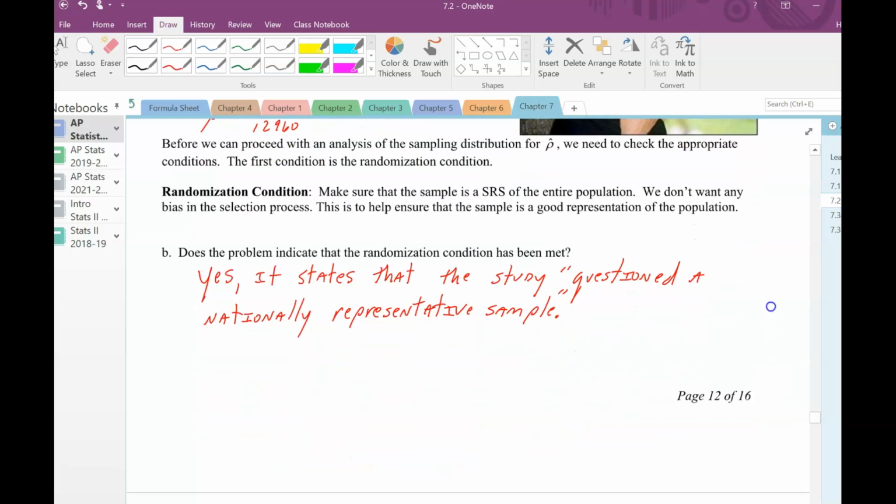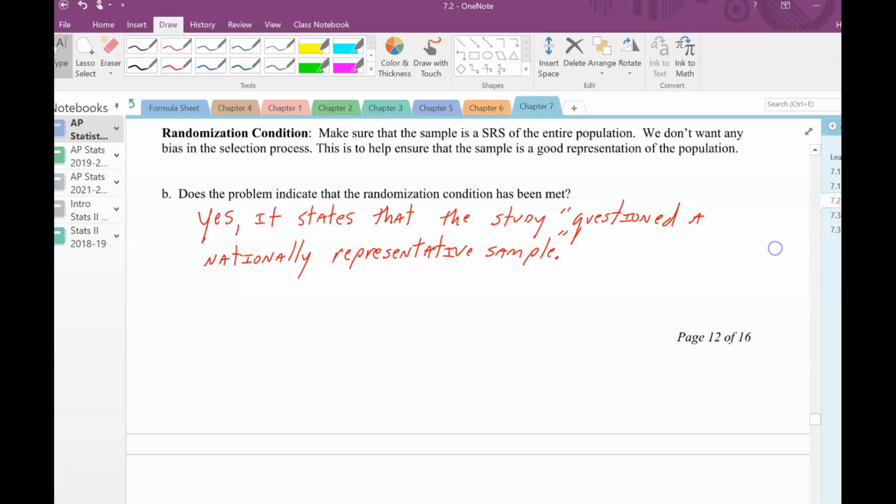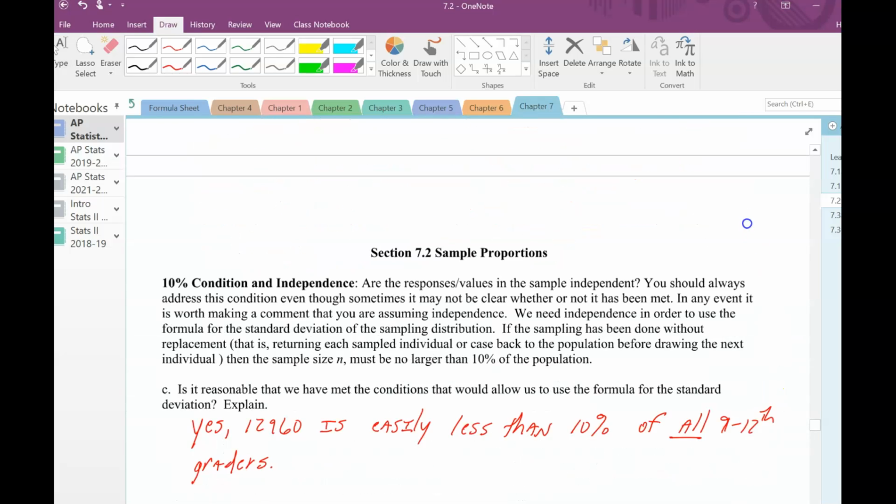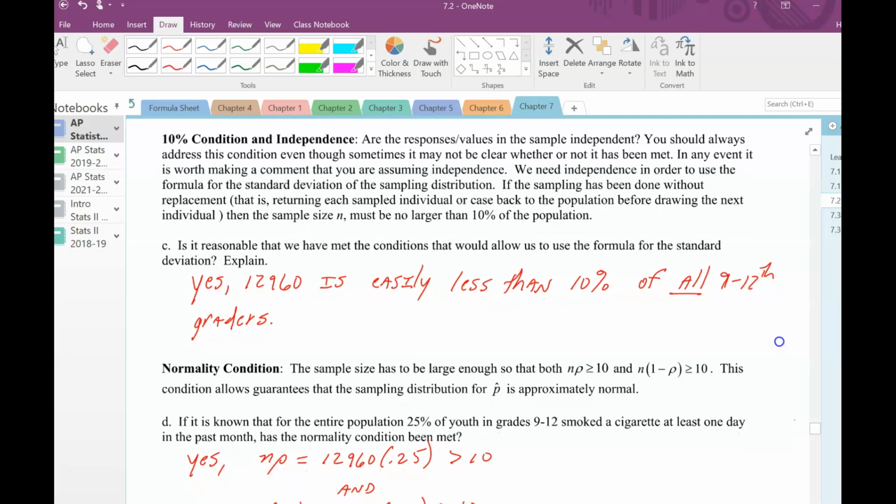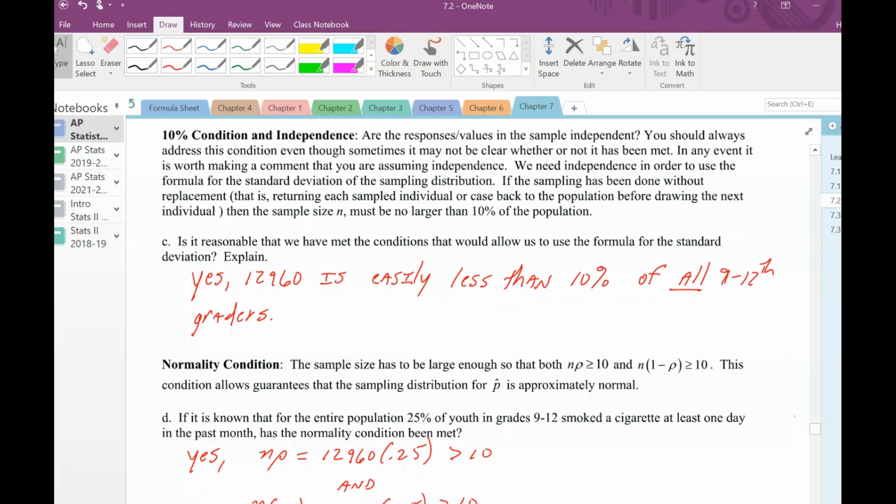So let's go through each of these. The randomization condition. We want to make sure that this is a simple random sample of the population. Yes, it states that the study questioned a nationally representative sample. This one gets a little fuzzy sometimes because we often assume that it's a simple random sample even when not specifically stated. But when they say that they questioned a nationally representative sample, you can check off that condition as met. Moving to the next page, the 10% condition and independence. Are the responses and values in the sample independent of each other?